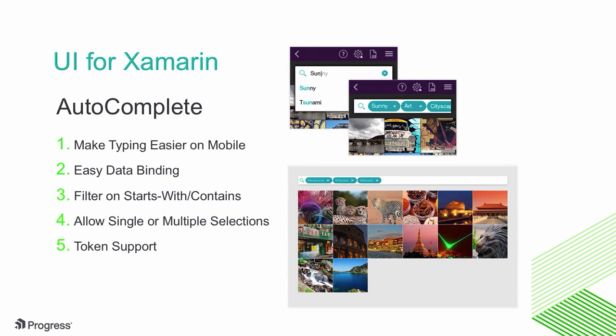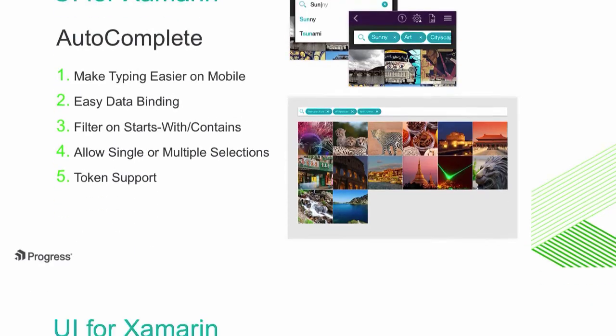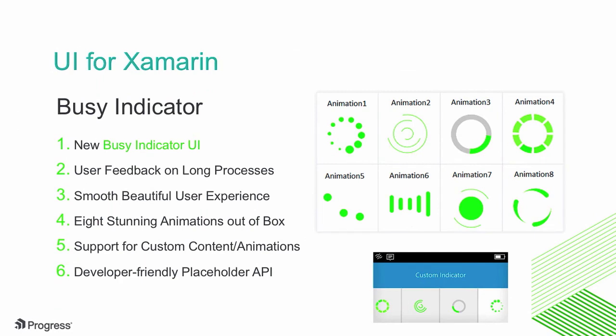Do some data binding and provide suggestions and allow single or multiple selections. So next up is a brand new UI control, and this is the busy indicator. It's one of those things that makes you wonder, like, why is this not built in, or how did we survive without it? Well, it's here now.